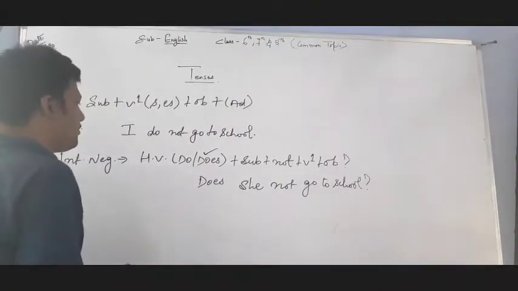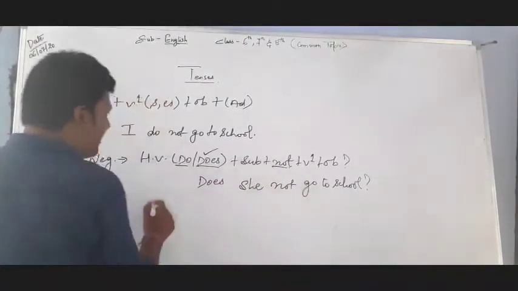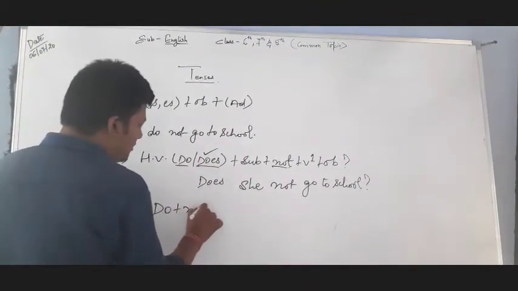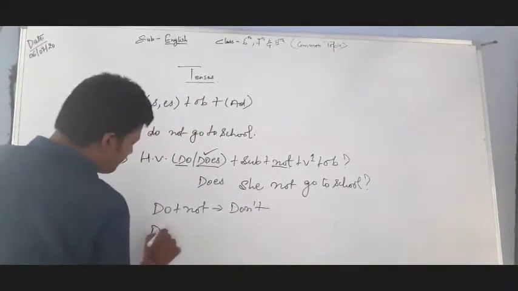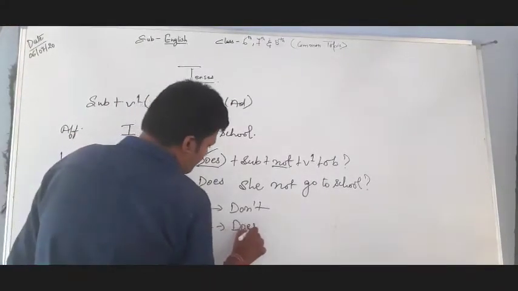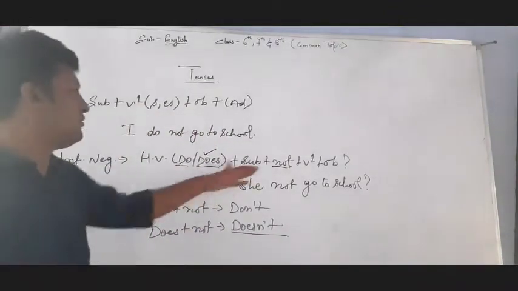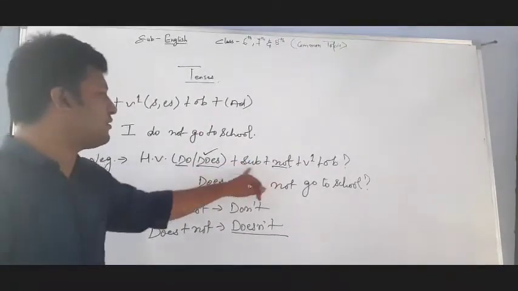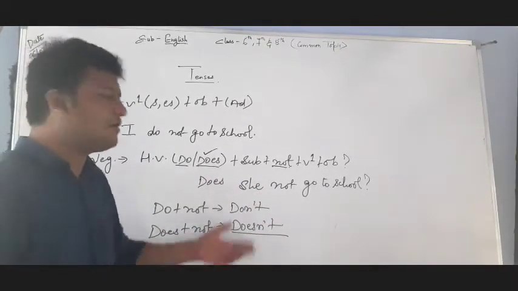Now let me tell you one more thing. This is the full form: do, does, not. If I write in a contracted form, do plus not becomes don't, and does plus not becomes doesn't. So I can choose either the subject in the middle of the helping verb and not, I can write like this, or I can also write don't and doesn't.